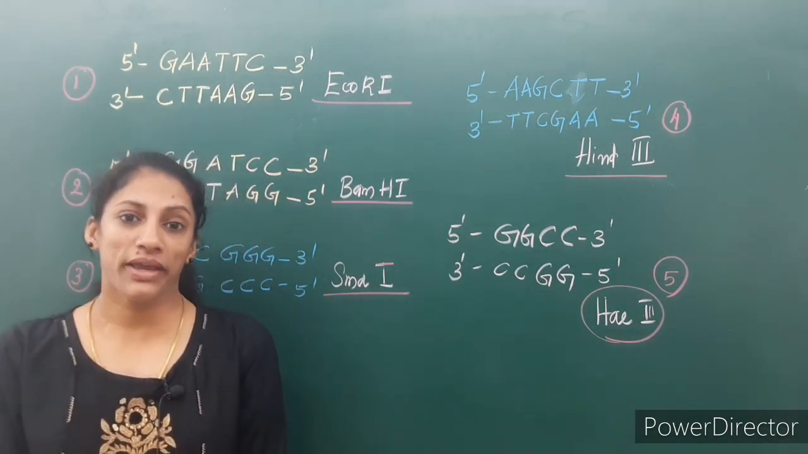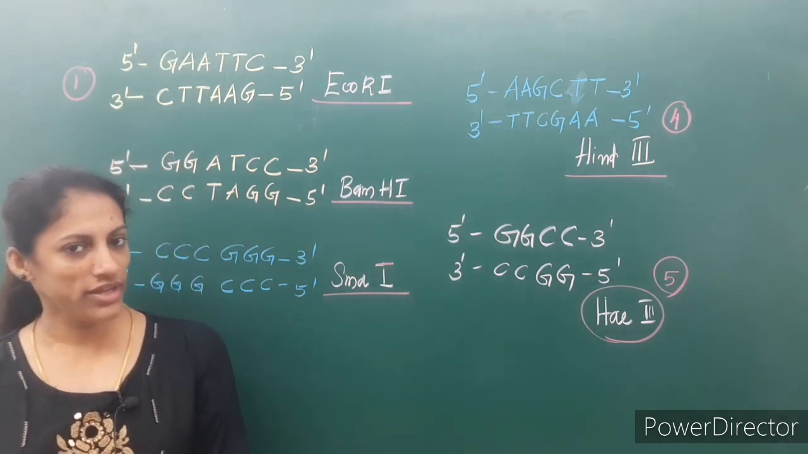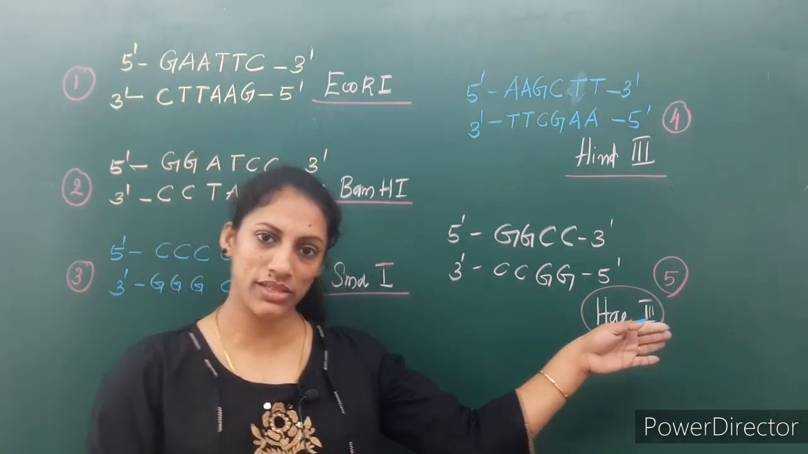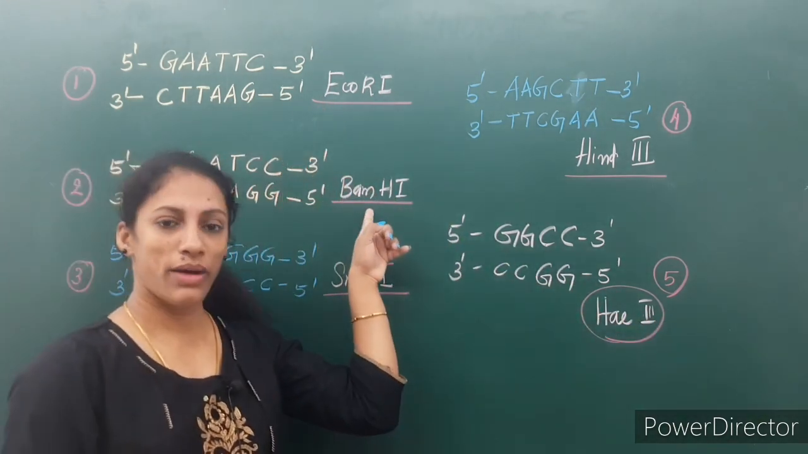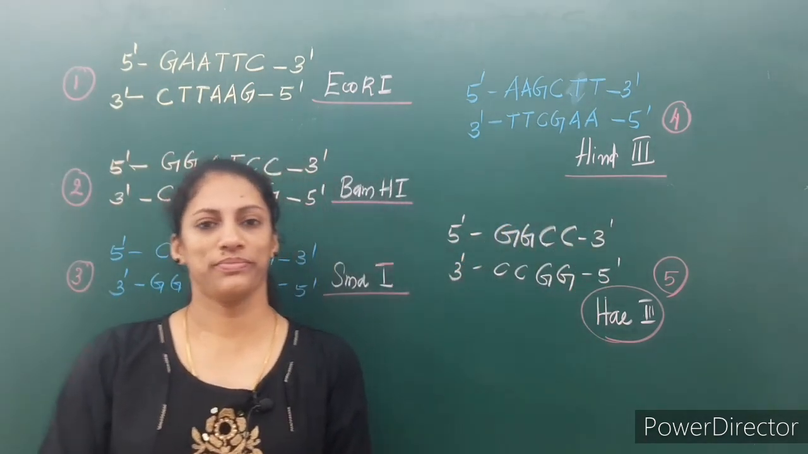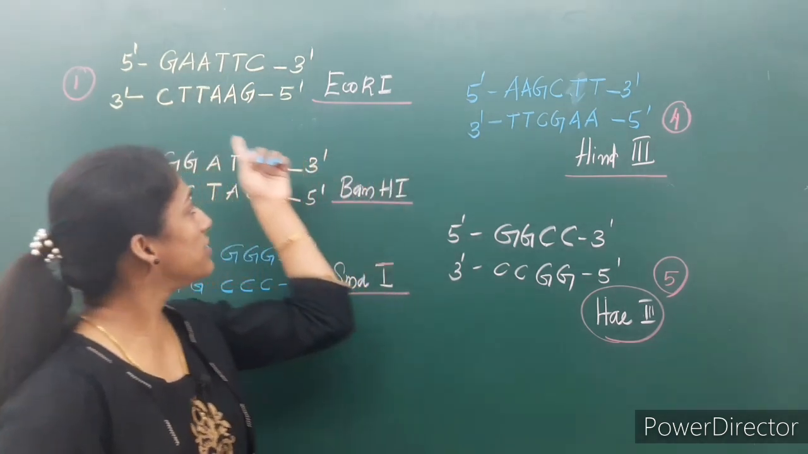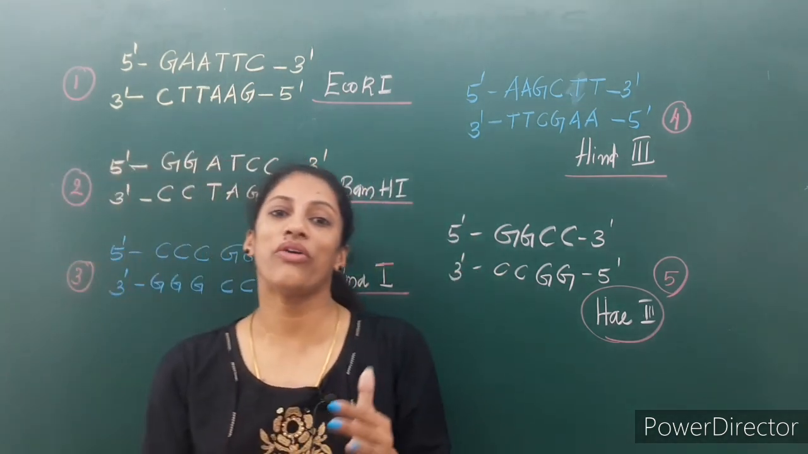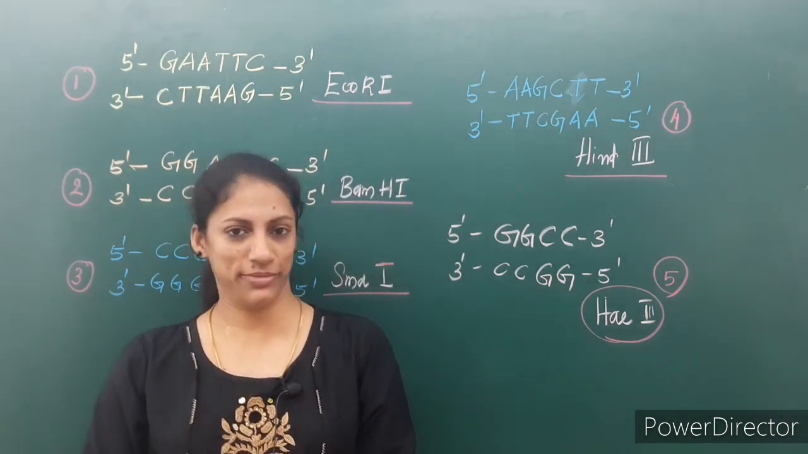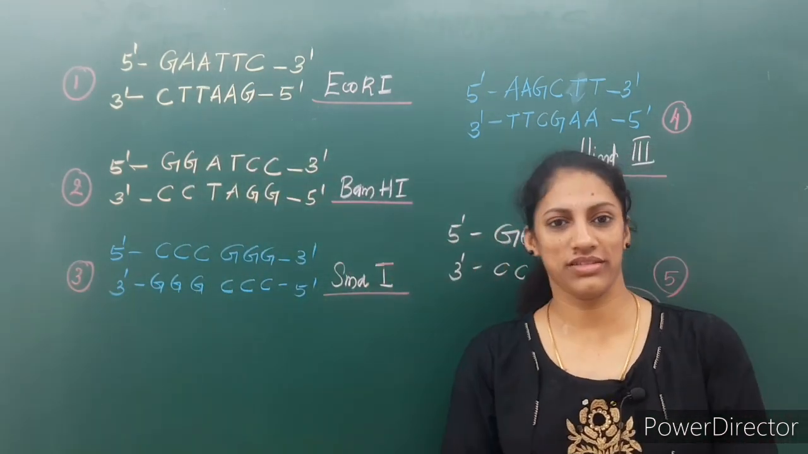So that is about the restriction endonuclease enzymes. Examples for restriction endonuclease enzymes: EcoR1, BamH1, SmaI, HindIII, HaeIII. These are examples of restriction enzymes, and these sequences are the examples of their recognition sites, where they can produce a cut in the DNA. Simple, I think. Note down this and study this.